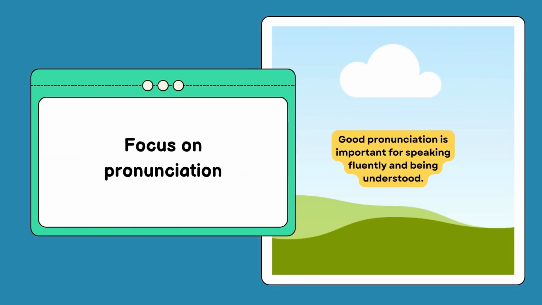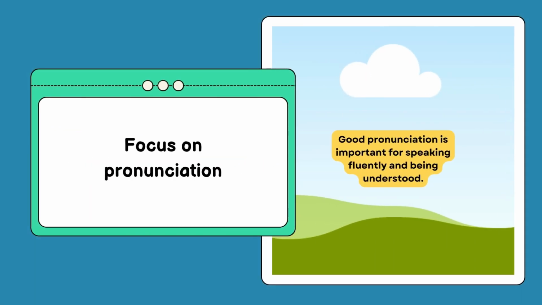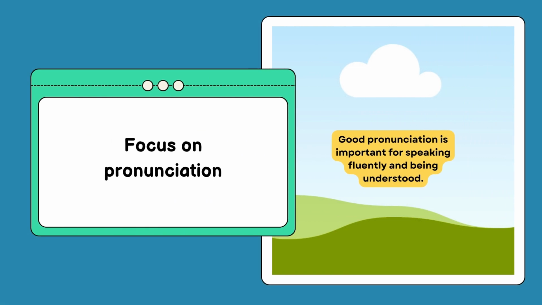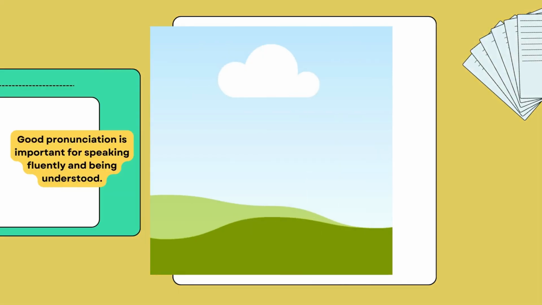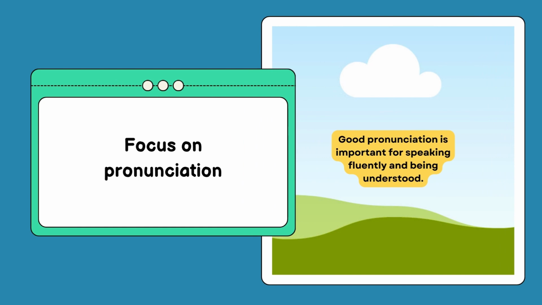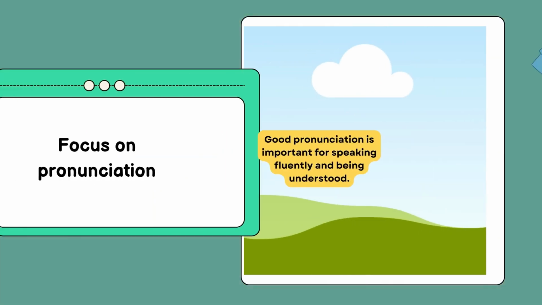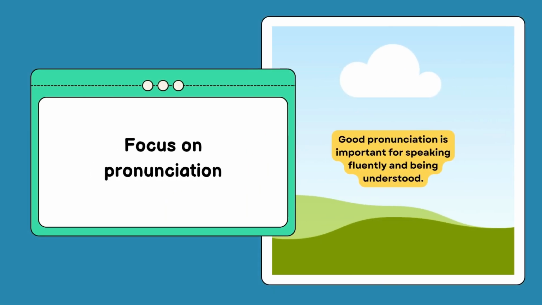Focus on pronunciation. Good pronunciation is important for speaking fluently and being understood. Practice repeating words and phrases out loud, paying attention to the stress and intonation patterns of English. Listen carefully to native speakers and try to mimic their pronunciation.